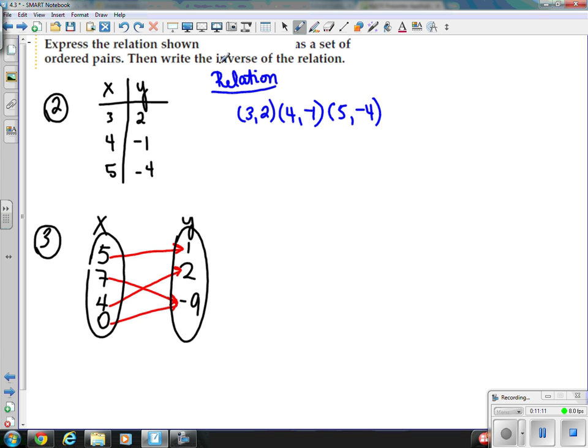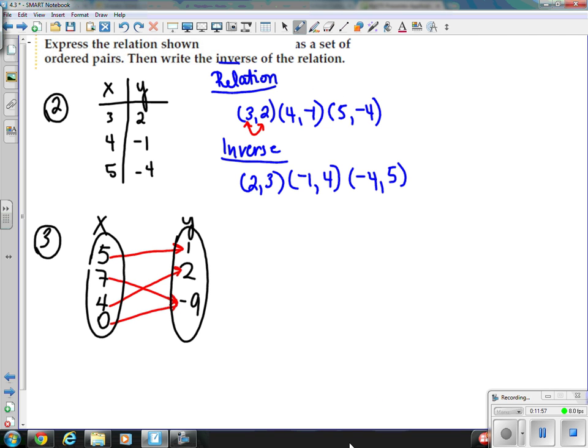Then it asked me to write the inverse. So I have the relation, now we're going to do the inverse. If you go back to your definition, the inverse is where you switch your x and y values. So if my first ordered pair is 3, 2, my inverse is going to flip them and say 2, 3. My second ordered pair is 4, -1, so the inverse is -1, 4. My last one says 5, -4, so I'm going to switch them and say -4, 5. So inverse flips your x and y values in each ordered pair.